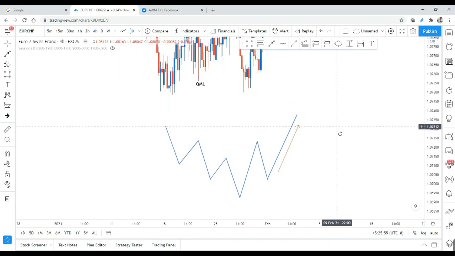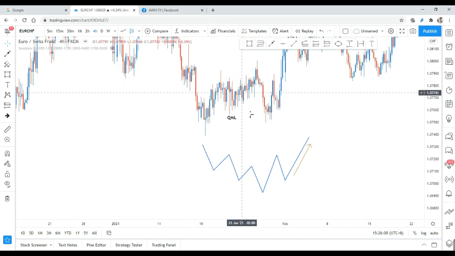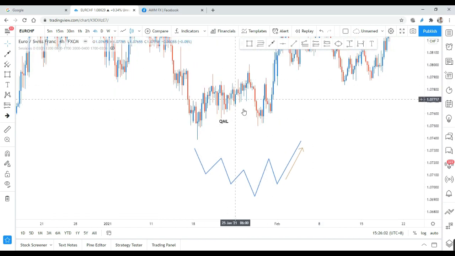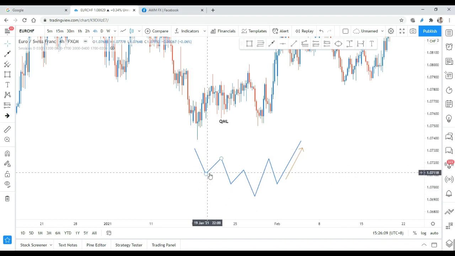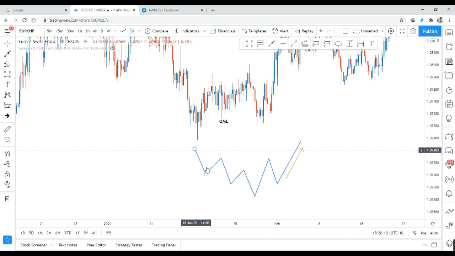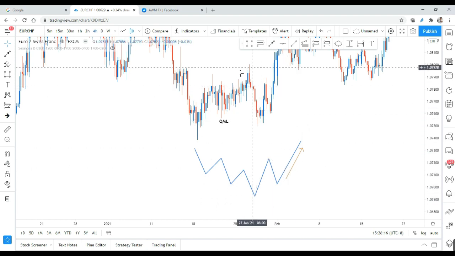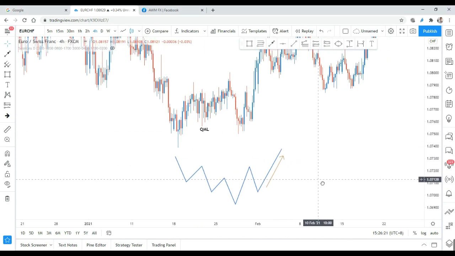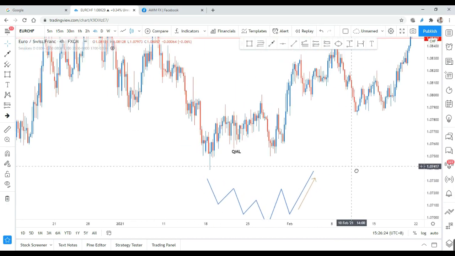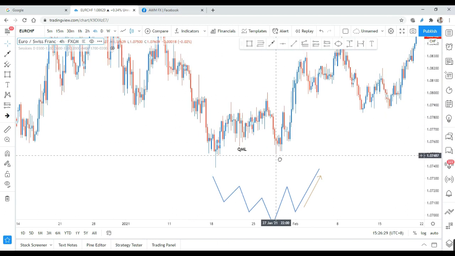Now let's look back at the question that he asked me. Does this qualify as a QML, or does this look like any QML at all? Like this one, there is a price movement going higher high, higher low. Look from high to low, lower high, lower low, lower high, lower low. Is there any movement similar to this kind of structure? Do you get it? No, right? It does not look like this at all.